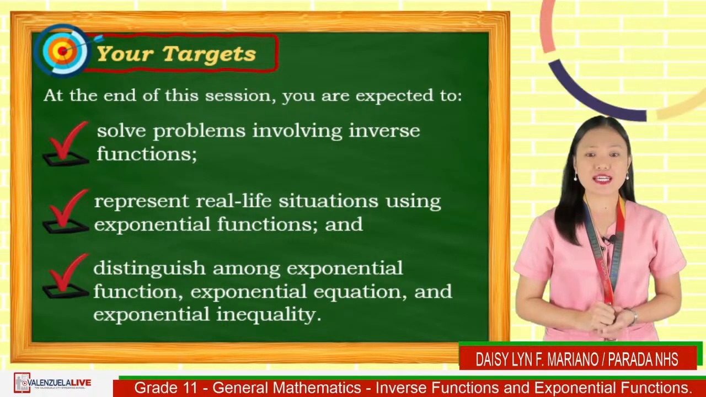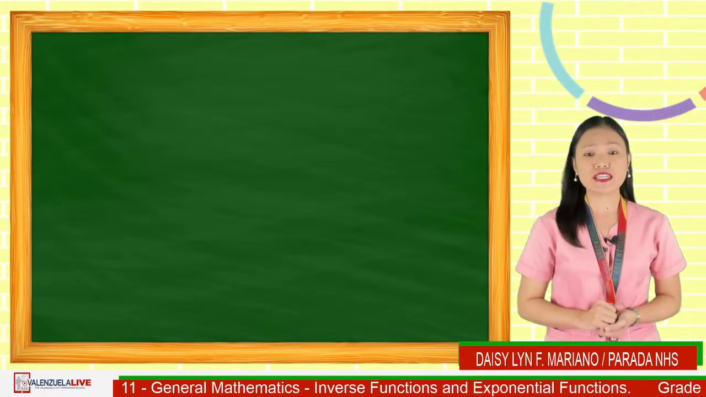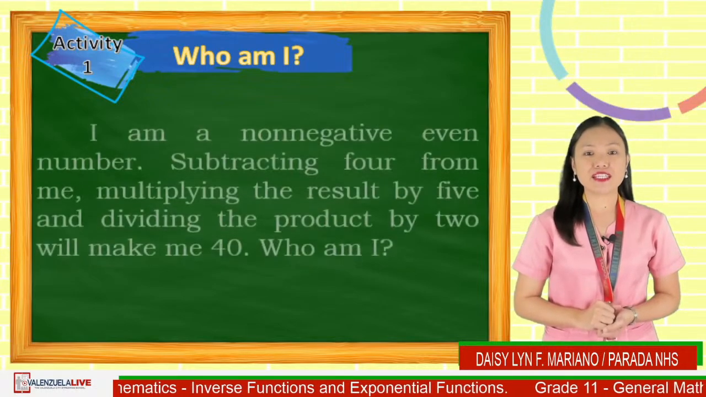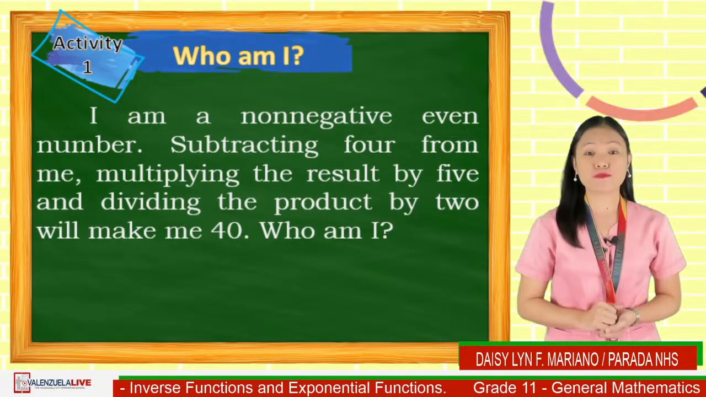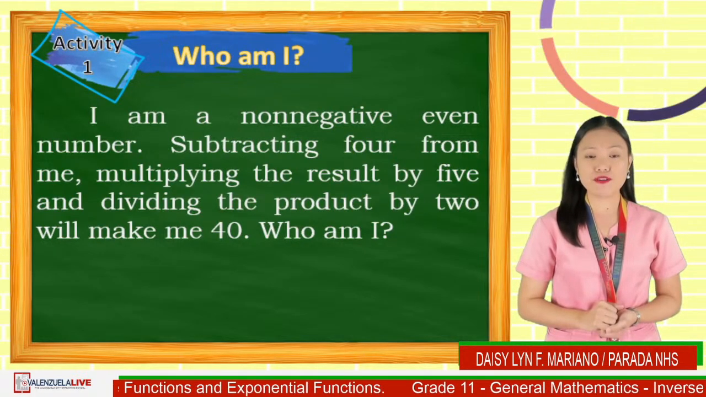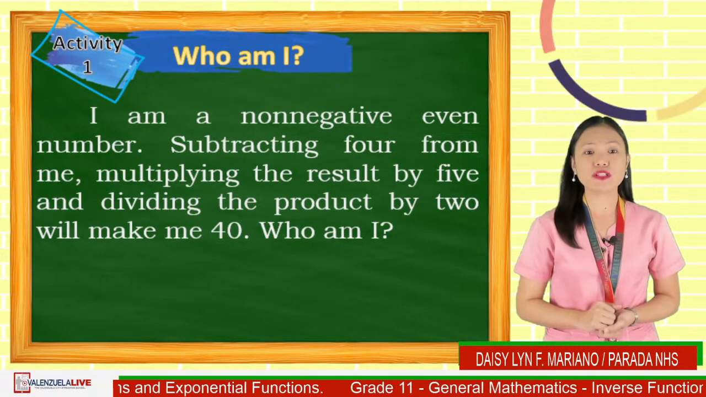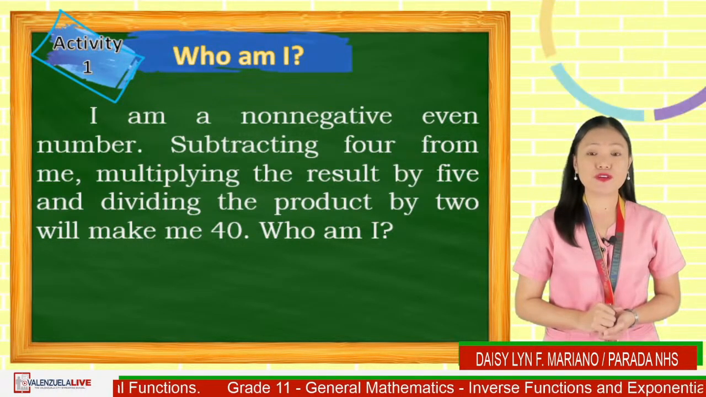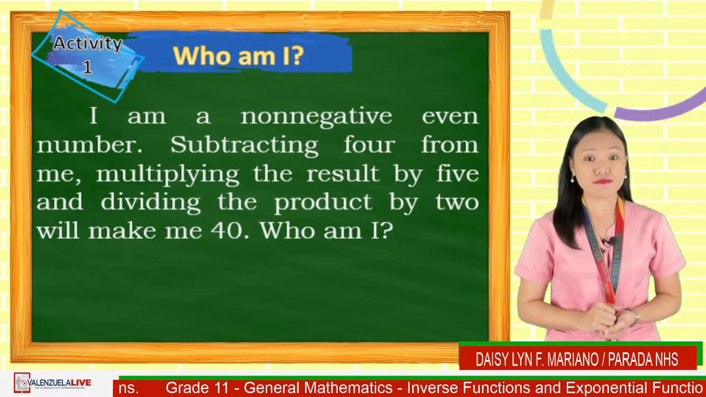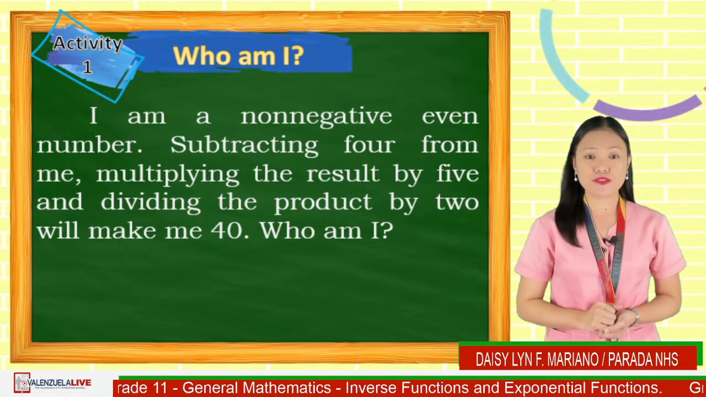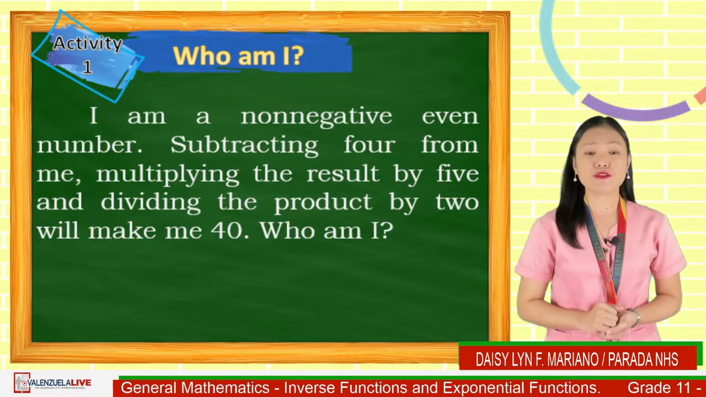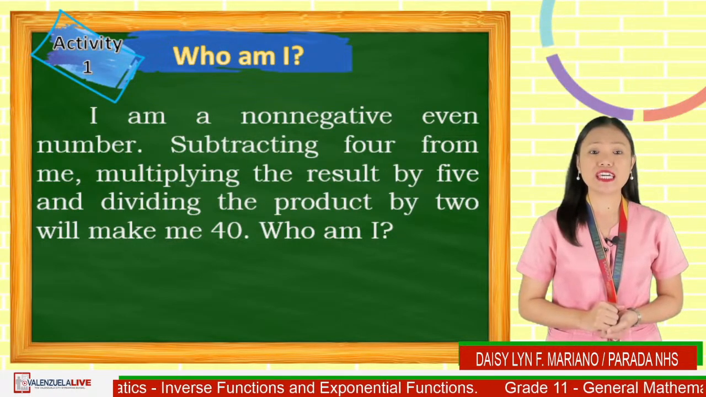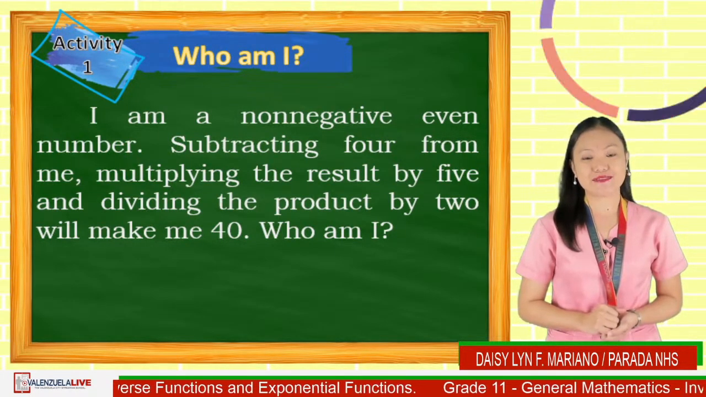Let us start today's lesson by answering our first activity entitled, Who Am I? I am a non-negative even number, subtracting 4 from me, multiplying the result by 5, and dividing the product by 2 will make me 40. Who am I? I will give you 30 seconds to key in your answer on the comment box.